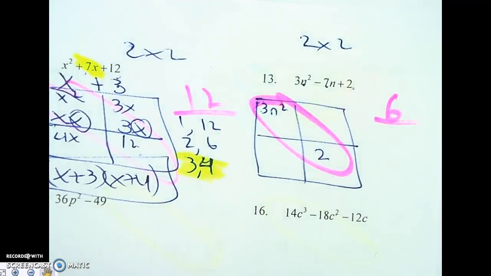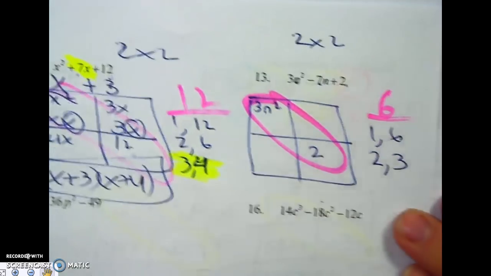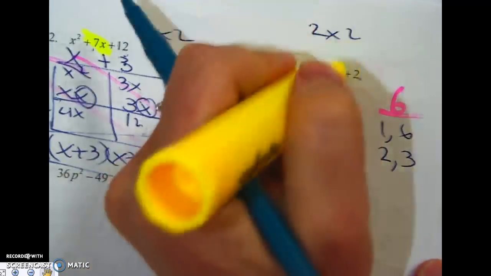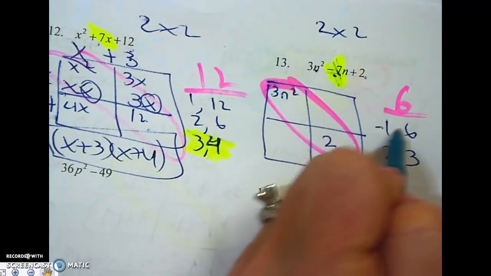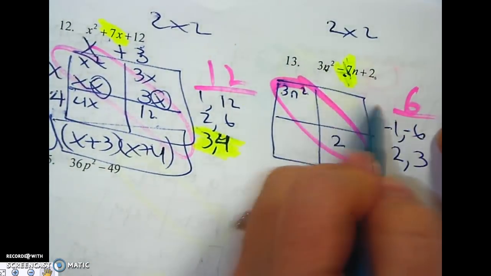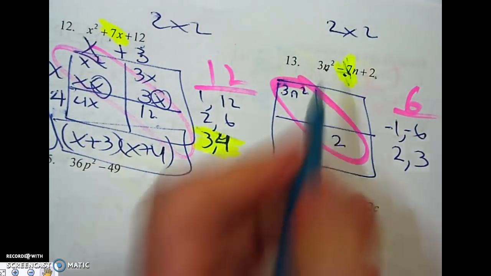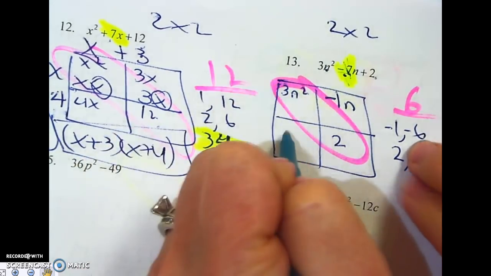6. All the ways to get 6: 1, 6; 2, 3. Since this is positive, that means they're both going to be the same sign. So the one that adds to 7 is negative 1 and negative 6. So since they're both negative, it doesn't really matter which one I put where. I'll put this here, but you could put the 6 there. It doesn't matter. Your answer will be the same.